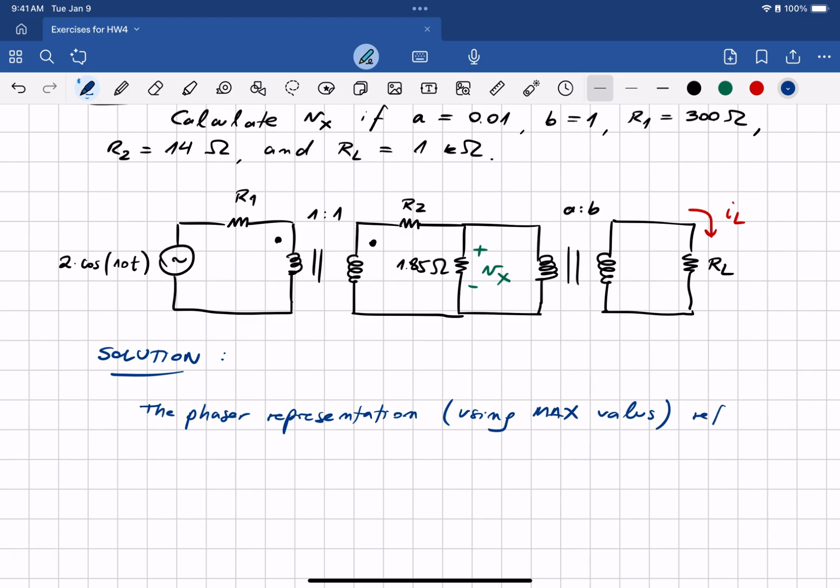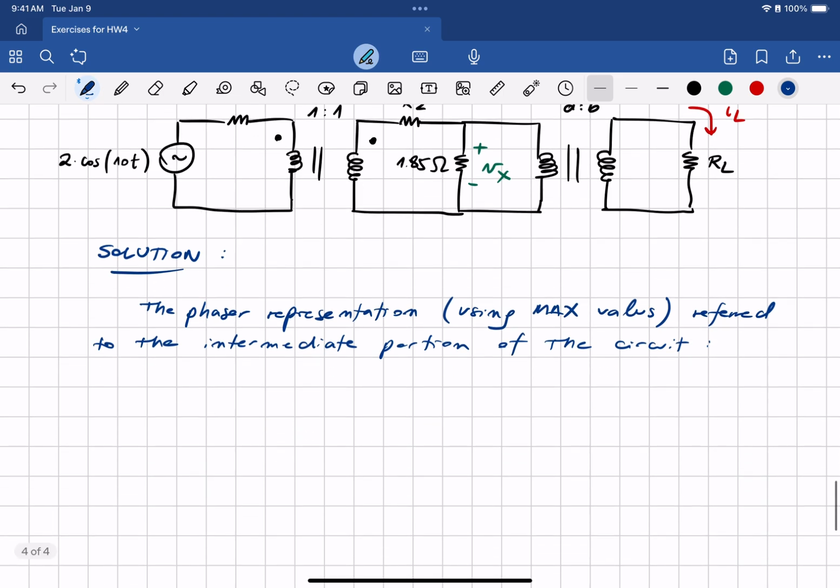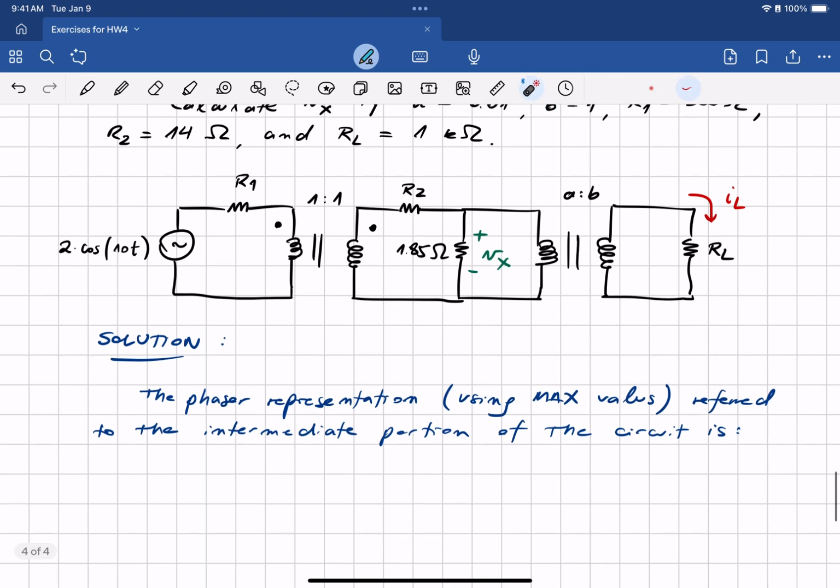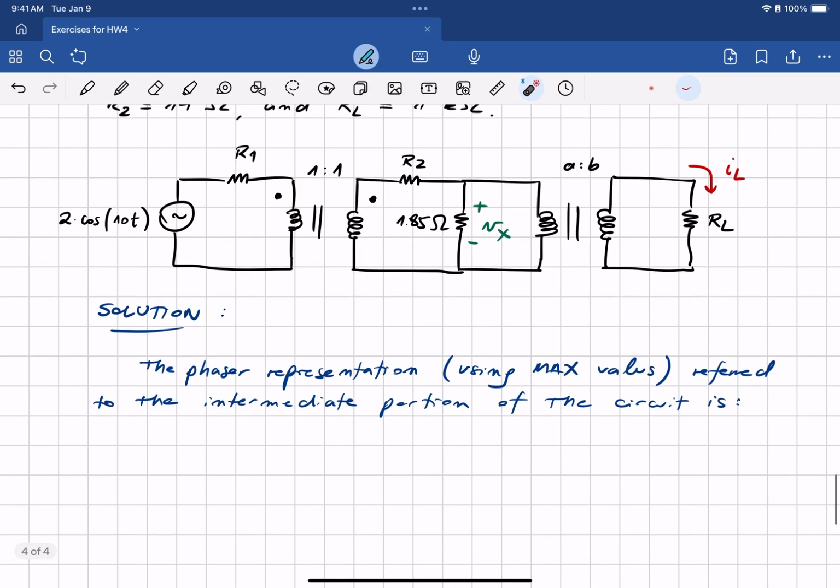Referred to the, let's say, intermediate portion of the circuit. So that means we're going to move these two elements to the intermediate part using this relationship. Of course, in this case, A is 1, so the transformation is not going to do anything.